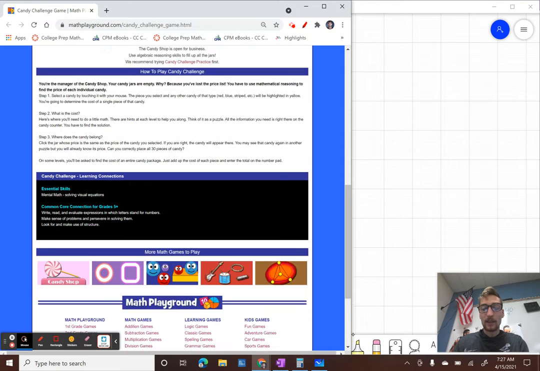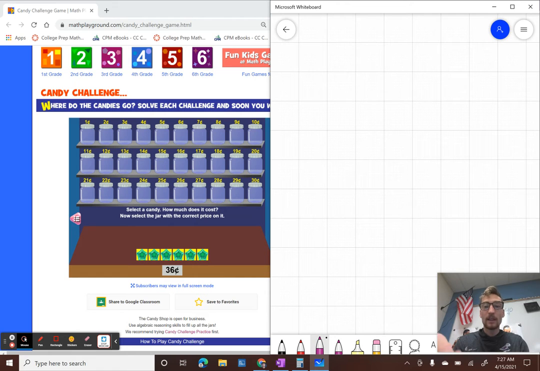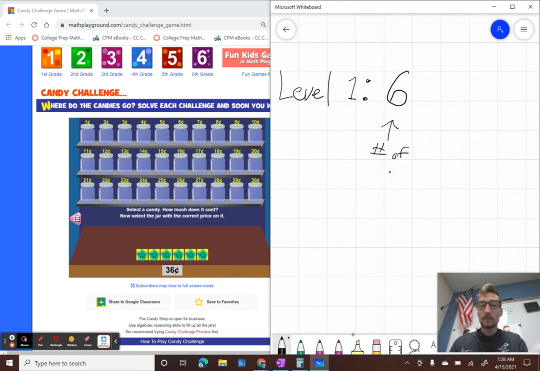And so right now I'm on level 1. That was the first level I clicked on. So I'm going to put right here in black, level 1 on my paper. And I'm going to create an equation to figure out what the green candies cost. And since it's the green candies, I'm going to do this in green. So my equation is going to be 6, which is the number of candies, multiplied by the cost of each green candy.